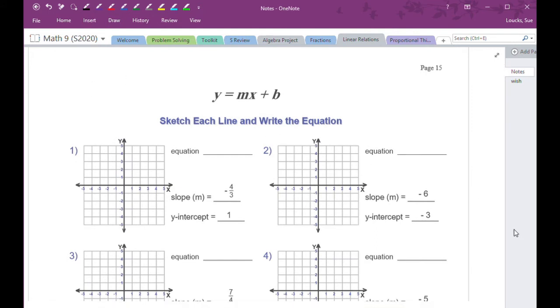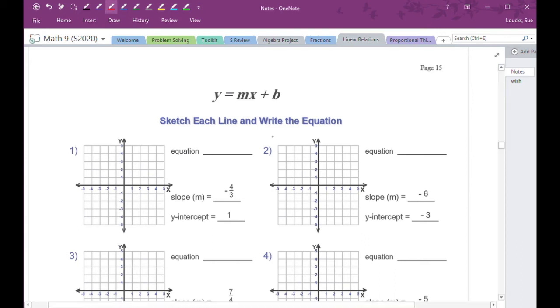Okay, page 15. This is working backwards from what we had last time. This time you're given the slope, you're given the y-intercept, and you're asked to both create the line, which you know how to do, because that's what we did on the last page, but also to write the equation. So let's do the line first.